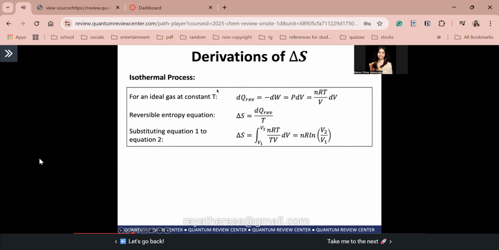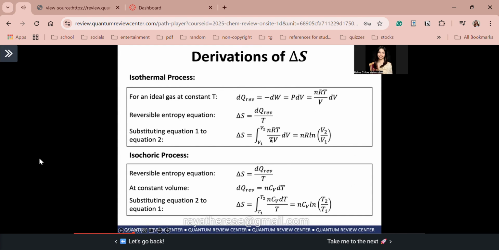So these are the equations, guys. This is how we derive the entropy changes, okay? So first, for an isothermal process. Guys, alam natin that for an ideal gas at constant temperature, isothermal, the reversible heat, dq or delta Q, is just equal to negative delta W, right? And we know that work is equal to negative PdV, therefore, negative delta work is equal to PdV.